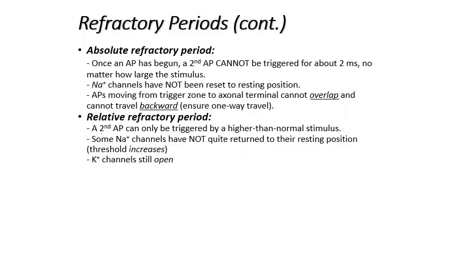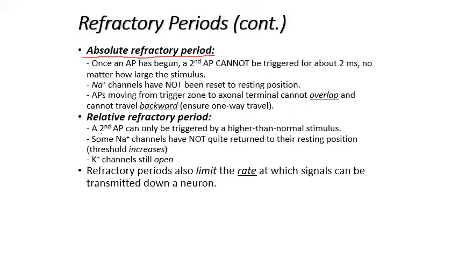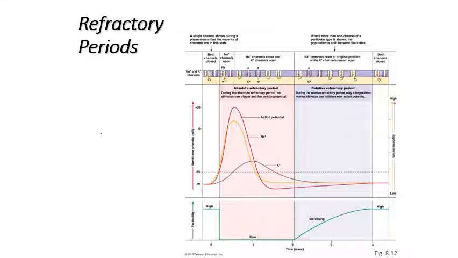In absolute refractory period, the voltage gated sodium channels in that region are not reset, so I can't open. In the relative, the sodium channels now have reset, but I am still in the phase where my potassium channels are open. So to get up, I have to overcome the potassium channels. I must have a bigger stimulus to get that second action potential to take place.